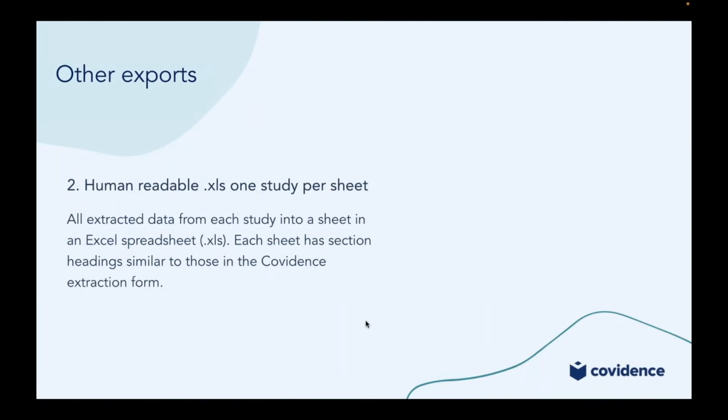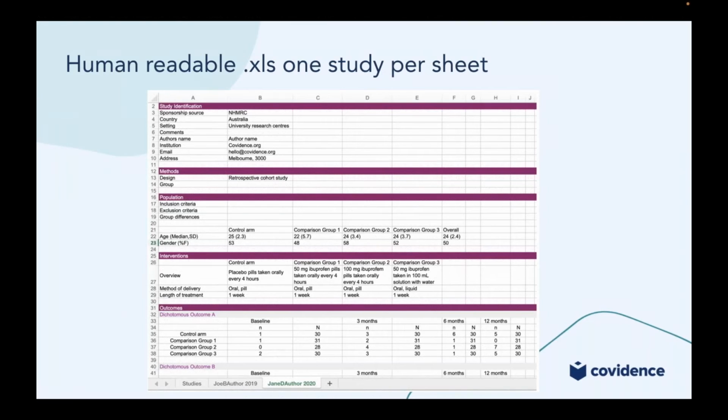Next is the human readable Excel sheet, which is different in that it puts all the extracted data from each study into its own sheet in an Excel spreadsheet. This is how it will look. Each sheet, from a different study, has section headings similar to those in the Covidence extraction form. The consensus data is displayed at the top of each sheet, followed by each of the reviewers' individually extracted data.